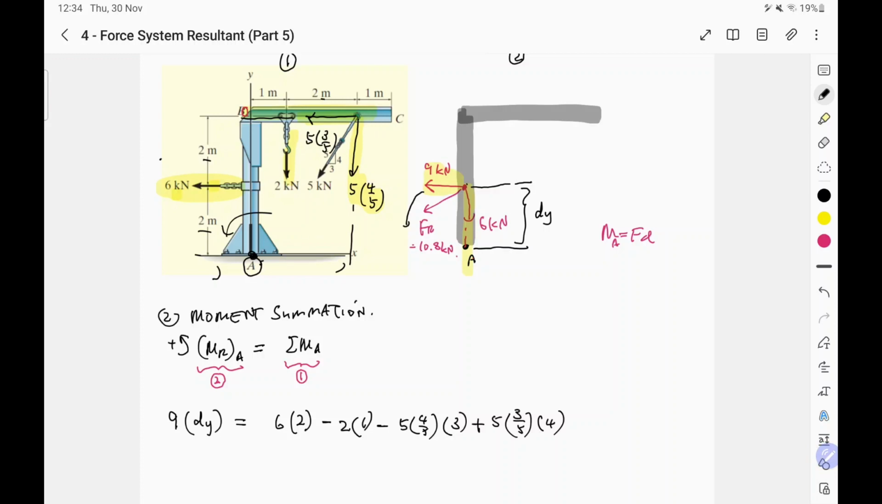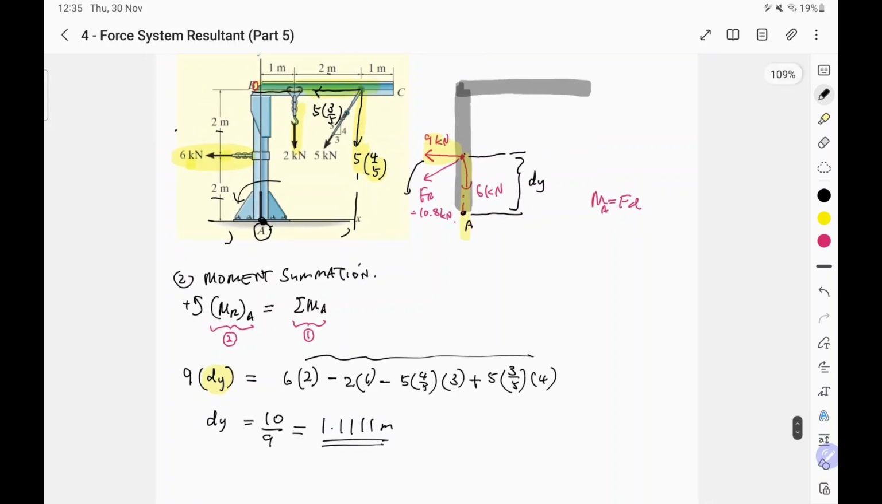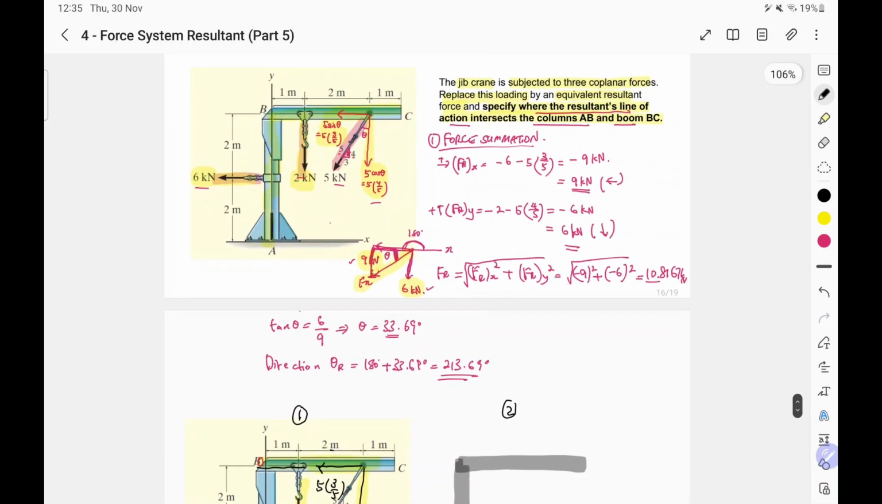Okay, is there any moment here? There isn't. If there is no moment, then that's about it. That's our equation. So basically, since there is only one unknown in our equation, you can calculate the value of dy. So dy is equal to 10. This one you press the calculator, you get a value of 10, and then divide by 9, you get the distance dy to be 1.1111 meter. Okay, so that is the distance along beam AB, along column AB.